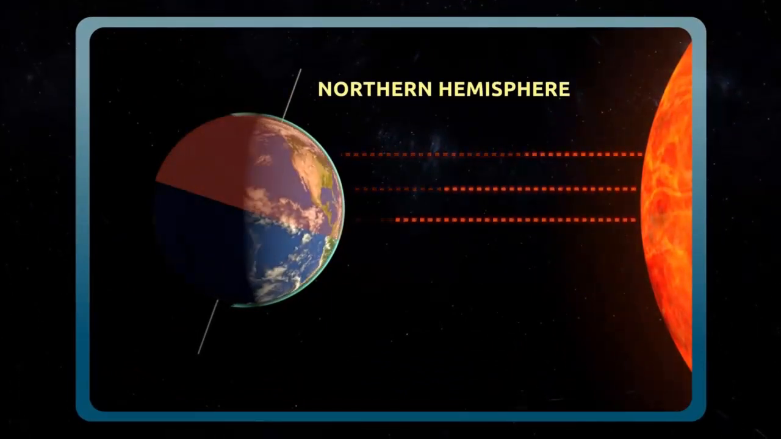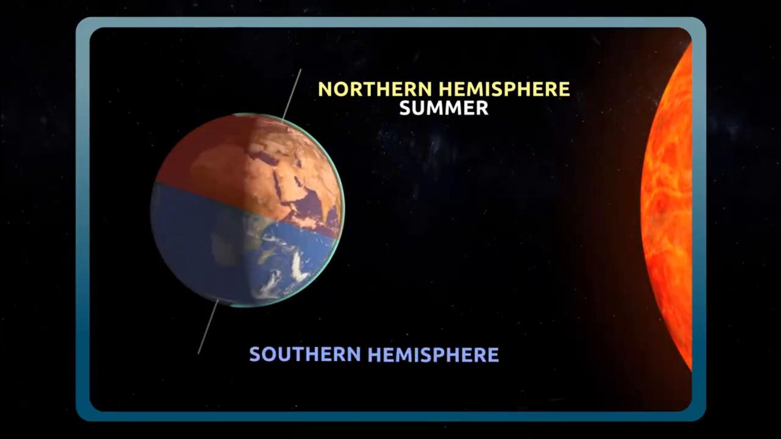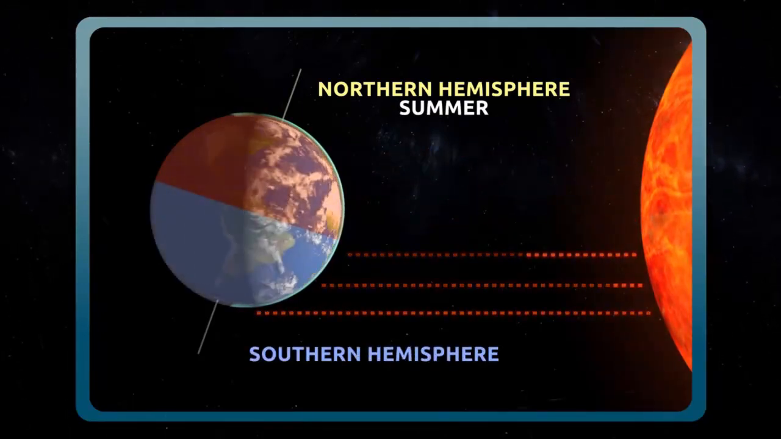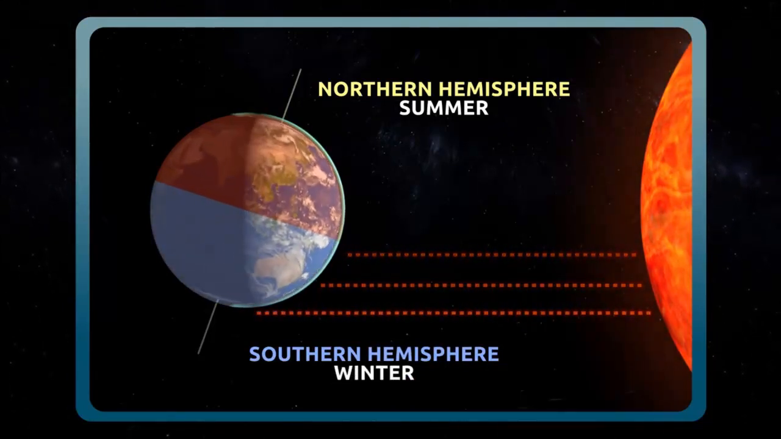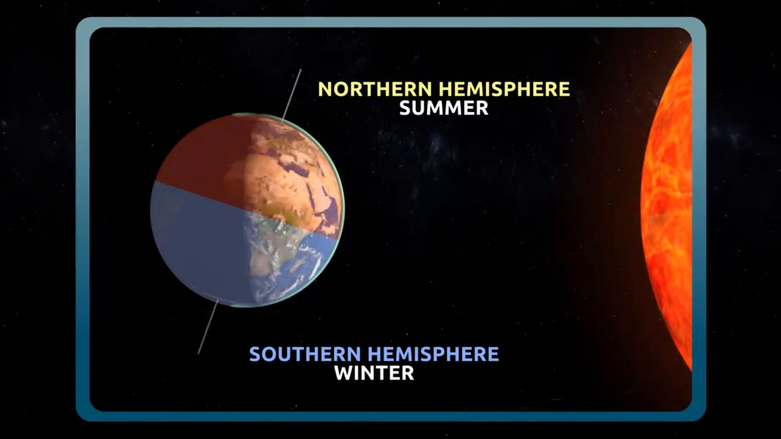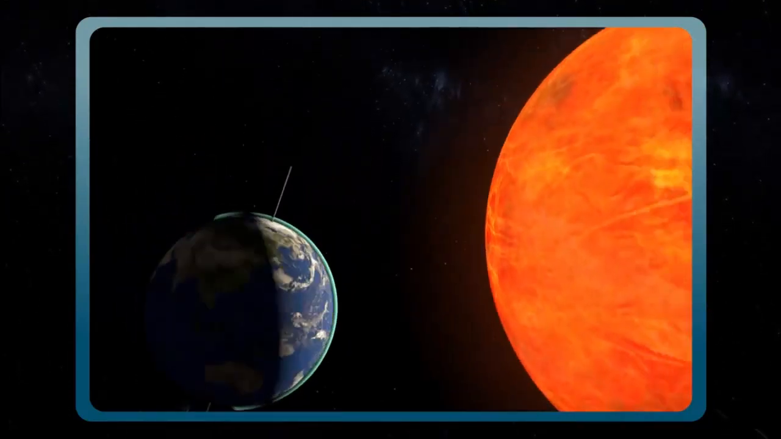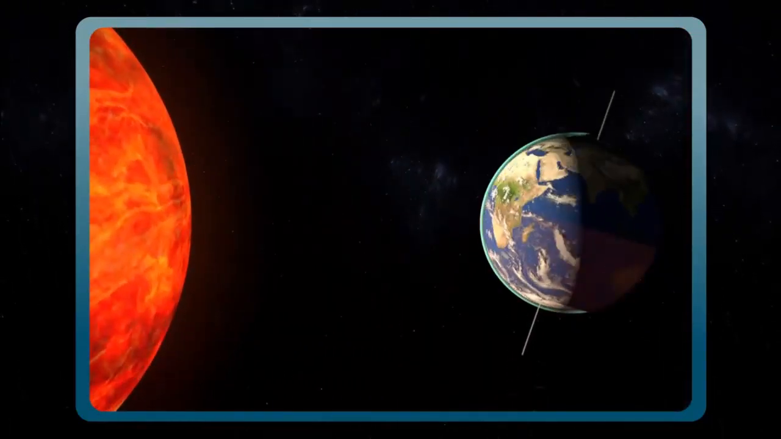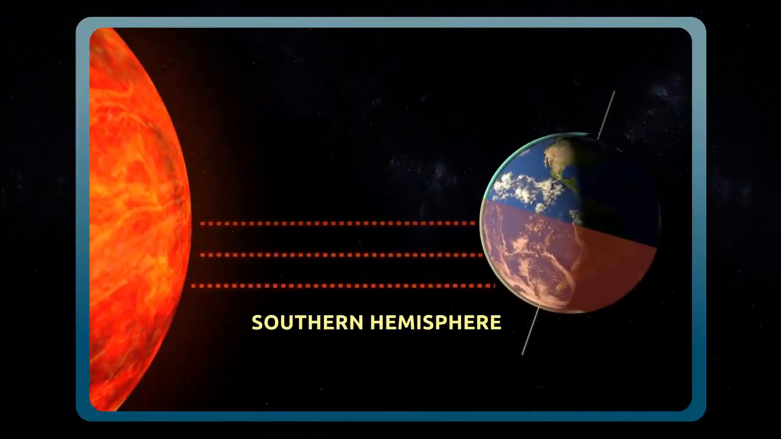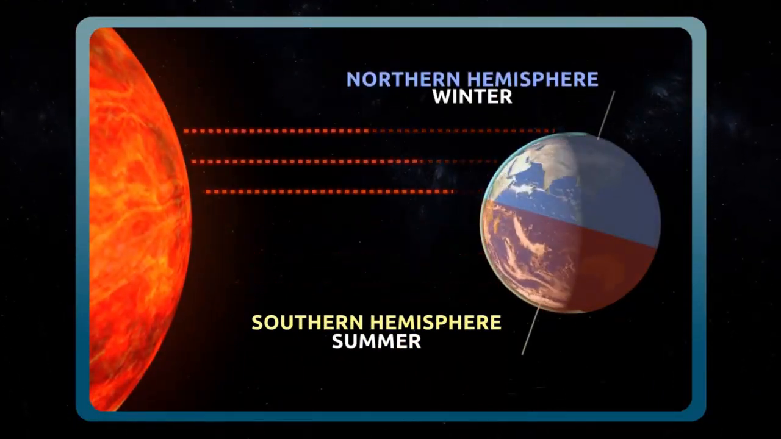It's warmer, and that's why it's summertime. By contrast, the other hemisphere is less inclined, so sunlight is less direct. That's why it's colder, and it's wintertime. Here, we can see that it's summertime in the northern hemisphere and wintertime in the southern hemisphere. The opposite will occur in 6 months. Sunlight will reach the southern hemisphere in a more direct way, and it will be summer, while in the northern hemisphere, it will be winter.